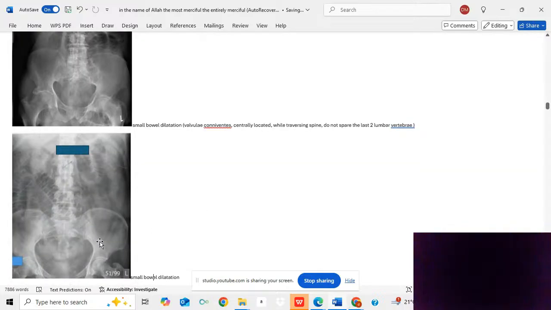Another example of small bowel dilatation. Look here at this loop. This loop contains valvulae conniventes, which traverse the whole lumen, and the bowel loops here tend to be centrally located, okay? And while traversing the spine, they tend to not spare the lower 2 or 3 lumbar vertebrae.